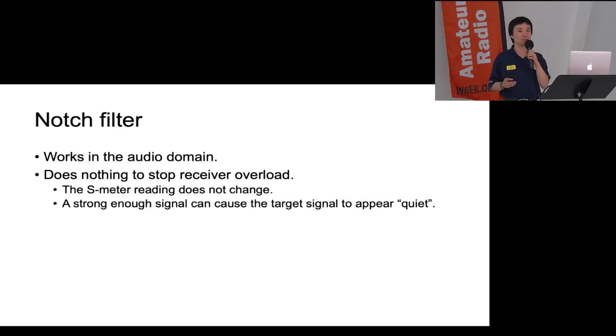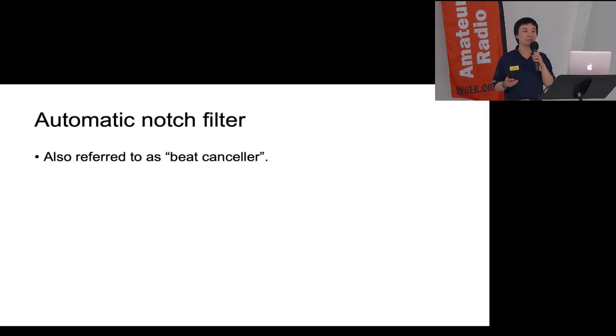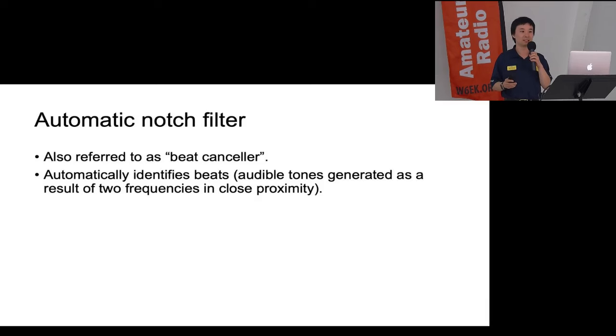All right, so you're on your radio, you're in a contest, you've got both hands on the keyboard, your foot on the foot switch, and someone tunes up on you. You have to take your hand away, right? Go to the radio, adjust the setting, change the knob on the notch filter. Well, no, that's where the automatic notch filter comes in. And this is often referred to as a beat cancellation. And what is a beat, you ask? Well, a beat is an audible tone generated as the result of two frequencies in close proximity.